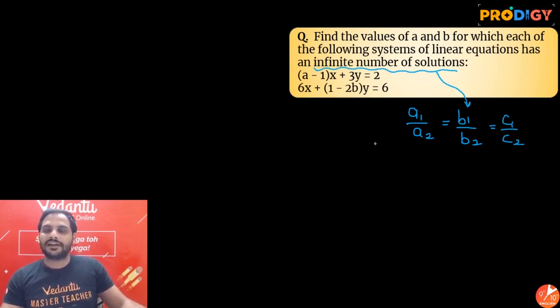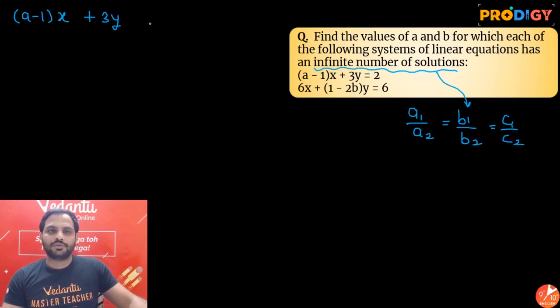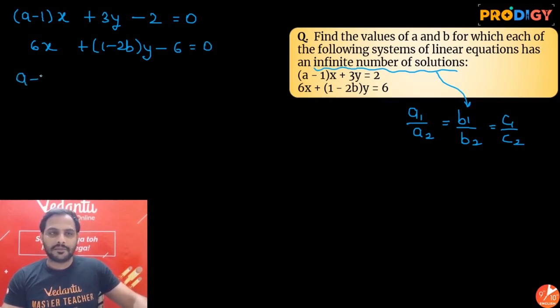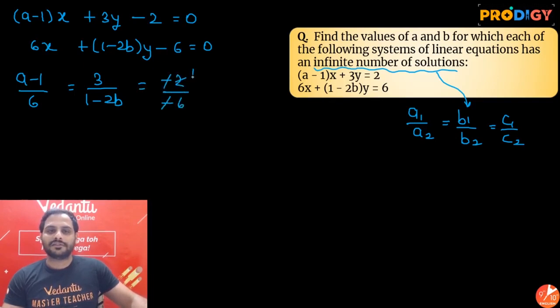So what I have, first write this equation in the general form. So we have a minus 1 into x plus 3y, shift 2 over there, minus 2 equal to 0. And then we have 6x plus 1 minus 2b into y minus 6 equal to 0. So a1 by a2 will be a minus 1 upon 6 is equal to b1 by b2, which is 3 upon 1 minus 2b is equal to c1 by c2, which is minus 2 upon minus 6, which means 1 by 3.